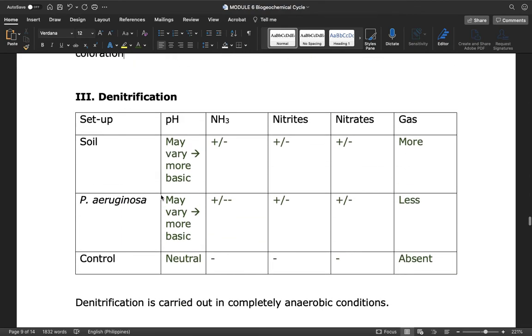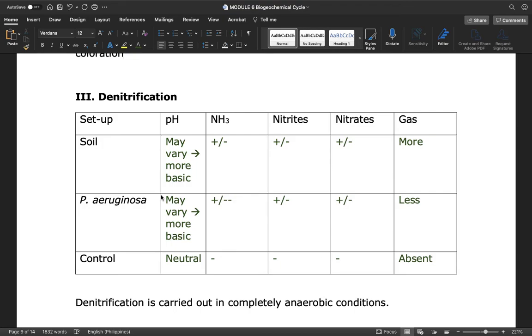Okay, so part 3, denitrification. So the pH of both setups relative to the control is of course more basic, pero in reality it might vary a little more, no? Hindi siya, don't expect that it's going to be basic all the time. Pwede rin siyang maglaro sa neutral pH, no? But as time passes by, you expect that the pH of a matrix where denitrification is occurring to be more basic, less acidic.